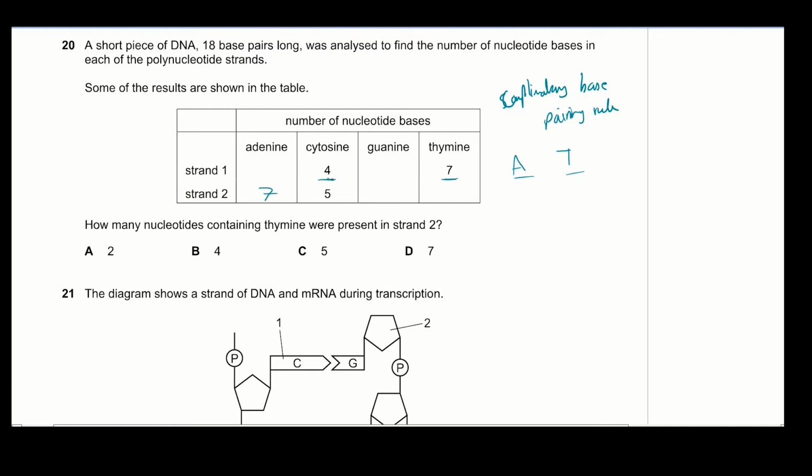For strand 1, we know that cytosine is going to be 4, so also guanine in strand number 2 has to be 4. As we all know here, in the question it says a short piece of DNA is 18 base pairs long, so each strand is going to have 18 bases. Therefore, if we add all the numbers on strand number 2, 7 plus 5 plus 4, and then 18 minus that answer is going to give us 2 for thymine number 2. If we know that it has 5 cytosines, so in strand number 1 it's also going to have 5 guanines. If we add up 4 plus 5 plus 7 and subtract 18, it's also going to give us 2. So here it says how many nucleotides containing thymine were present in strand number 2. In this case, it is going to be A.